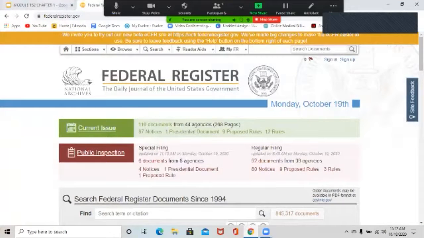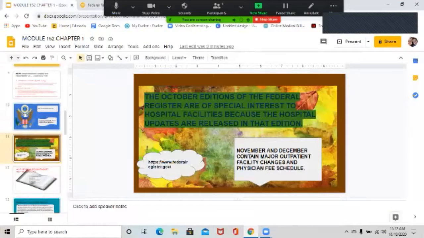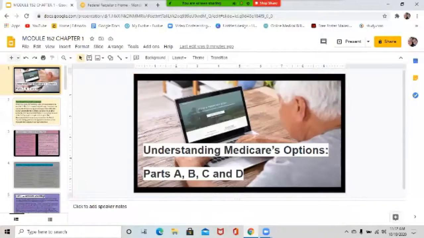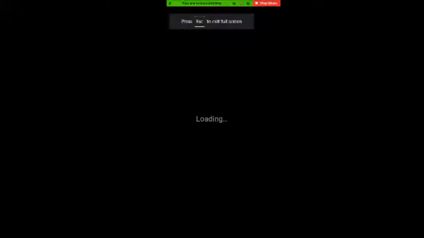Okay, so without further ado, let's move into Chapter 1 of Module 152. And the name of this chapter is Reimbursement, HIPAA, and Compliance. So let me share my screen. Well, I thought this was all keyed up and ready to go.